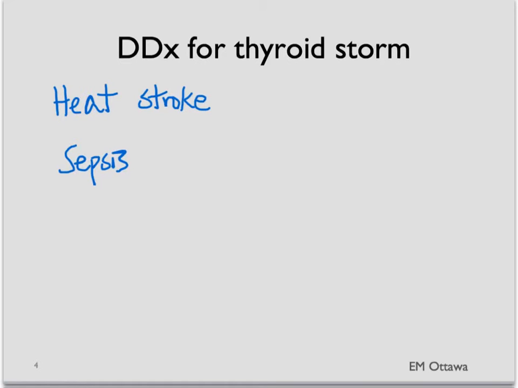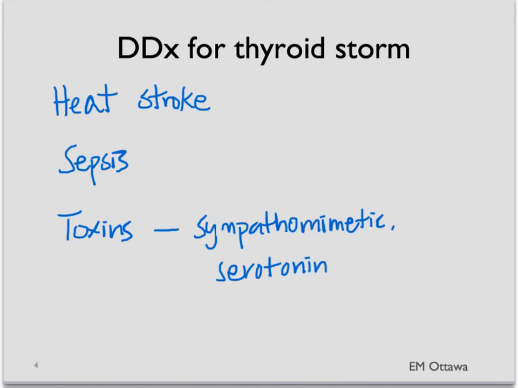The last big category is toxins, such as sympathomimetics, serotonin syndrome, or neuroleptic malignant syndrome. They can all kind of look like thyroid storm. If the history does not help you, sometimes laboratory studies might help us sort this out.